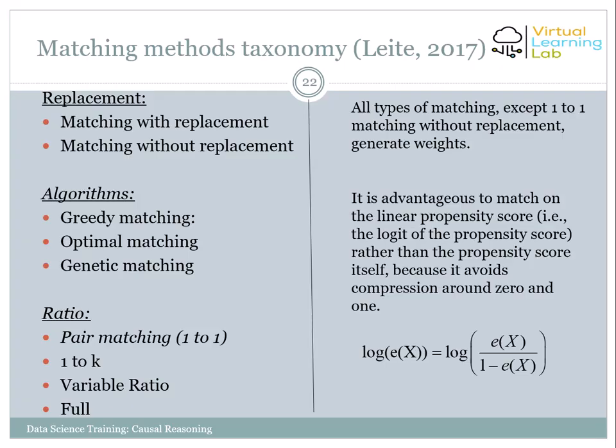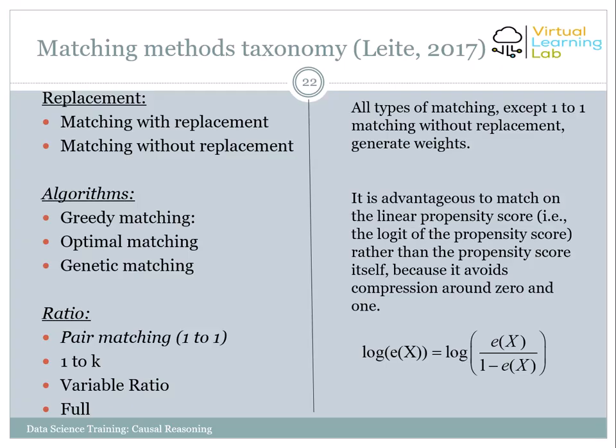Now, they all generate weights except for one-to-one matching. And therefore, in terms of analysis, it becomes similar to propensity score weighting, because you have to account for the weights. The one difference, though, between weighting and matching is that for most matching methods, you end up with a smaller sample size because you drop some units, but for weighting, you have the entire sample size. The exception is full matching, which preserves your entire sample size.